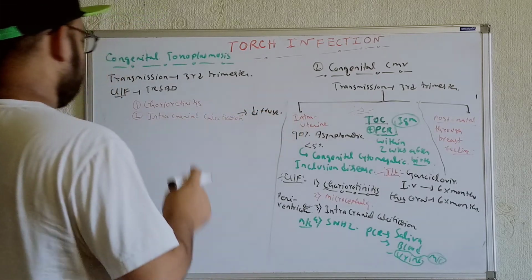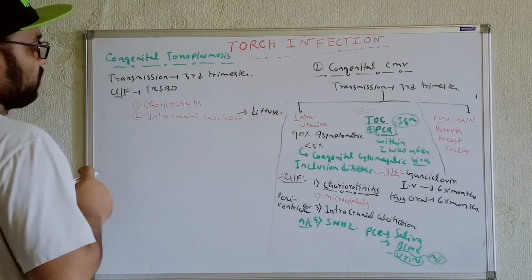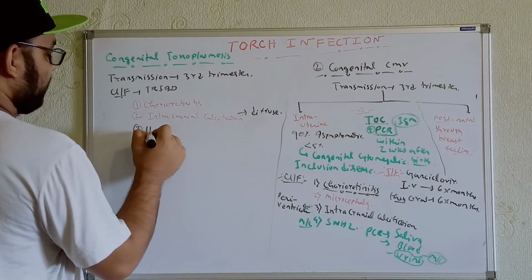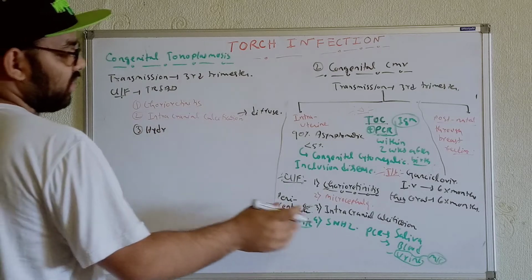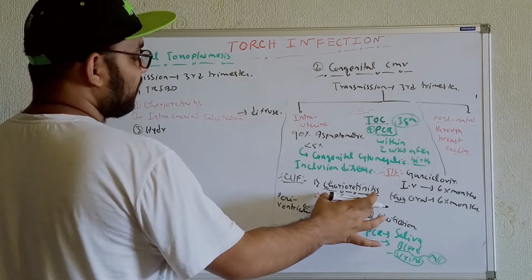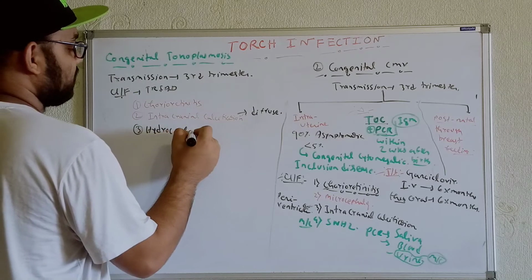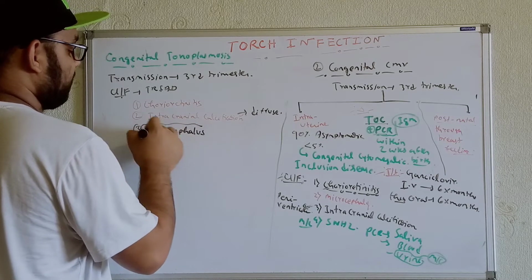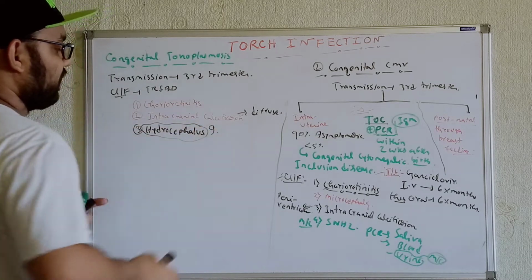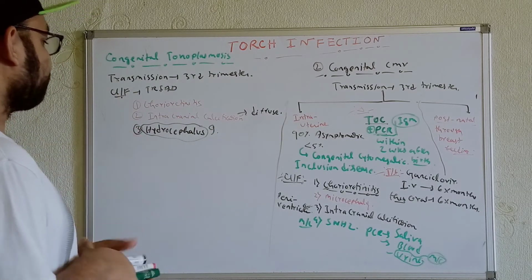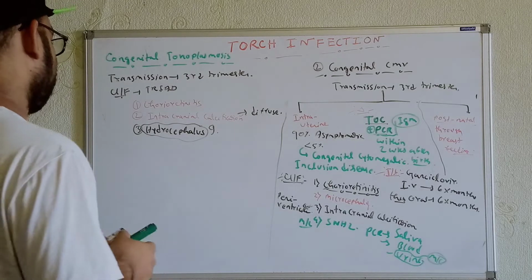So we got chorioretinitis, we got the intracranial calcification, and in these cases we will get hydrocephalus. Here I have written microcephaly, where the brain size decreases, but in these cases we will get hydrocephalus. So these questions can be asked. It's an important point you can remember, that in congenital toxoplasmosis you will get hydrocephalus.